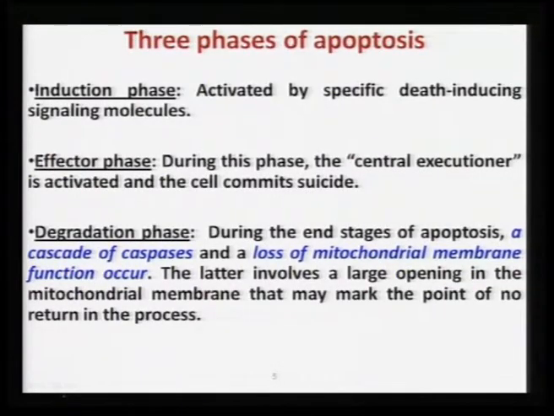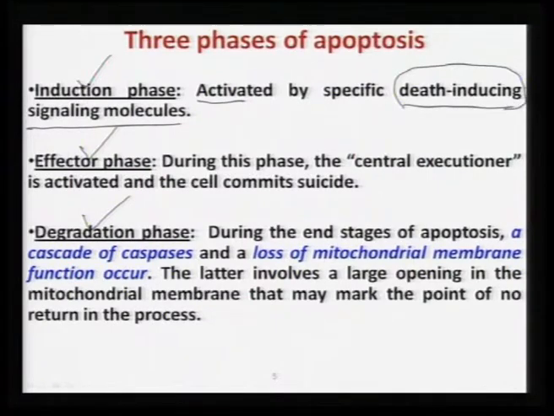Now, there are three phases of apoptosis. One is the induction phase, one is the effector phase, and the third one is the degradation phase. The induction phase is activated by certain death-inducing signaling molecules. As I said earlier, for every cell fate process you require some sort of intracellular signaling process. So, some death-inducing signaling molecules are there. We are not getting into details of these molecules, but we are discussing the mechanisms here. So, the first stage is activated when the cells receive some death-inducing signals.